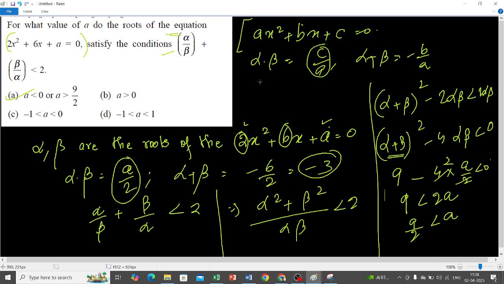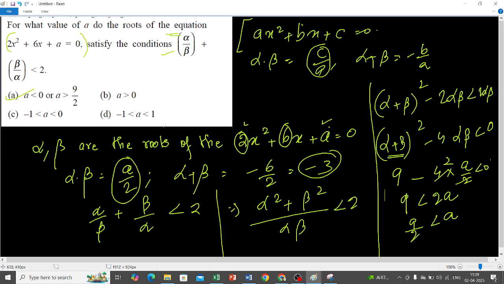From here we have product of roots, that is alpha into beta. Product of roots is what? C by a, and sum of roots, that is alpha plus beta, is minus b by a. So product of roots alpha into beta is c by a, and sum of roots, that is alpha plus beta, is minus b by a.